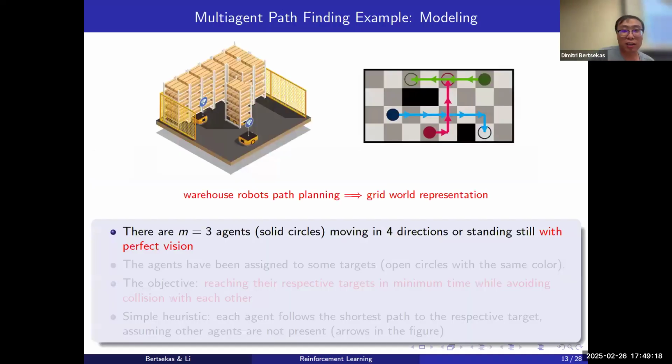All right, so let's get to the second half of the lecture. Now we're going to focus on some applications. As the first application, we talk about the multi-agent path finding problem, whereby we have multiple warehouse robots moving around, sharing the same physical space to pick up some goods in the warehouse and deliver them to a targeted location.